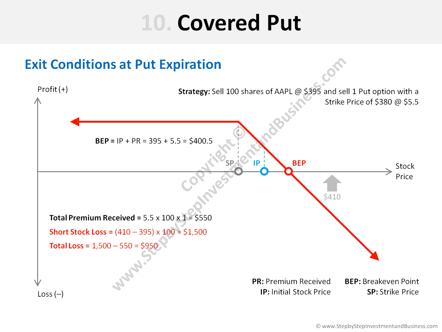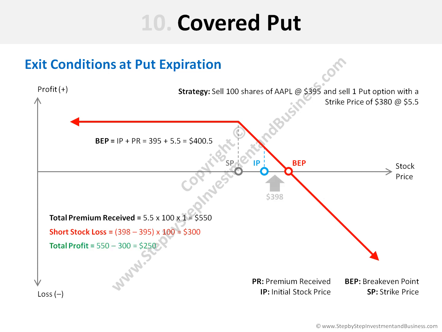On the other hand, as the price of $410 is higher than the initial price, we will be losing $1,500 for selling the shares, that is, from the short stock position. Therefore, although we received a total premium of $550, finally, we will be losing $950 due to the short stock position. Of course, as the stock price is higher than the break-even point, we are in a losing situation.